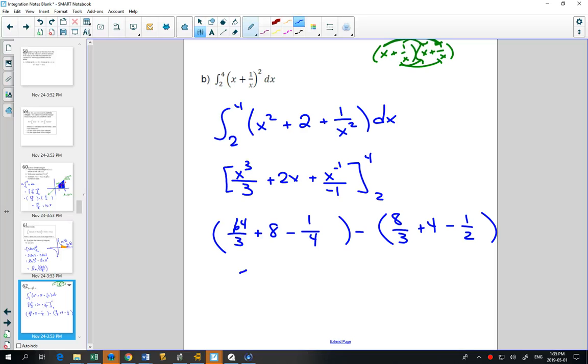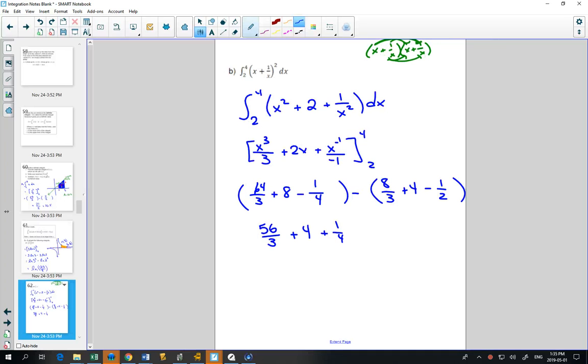So 64 minus 8 gives me 56 over 3. 8 minus 4 plus 4. Minus 1/4 plus 1/2. To me, those seem like easier things to put together. But now, in the end, if I'm going to add all of this, I do need a common denominator. What's my common denominator? 12. So I have to make this over 12, multiply by 4, make this over 12, make this over 12. 224 plus this, 272, 275 over 12.